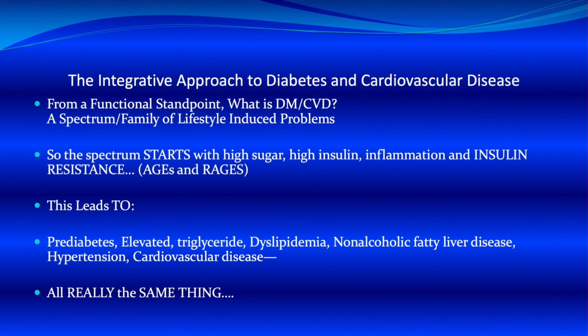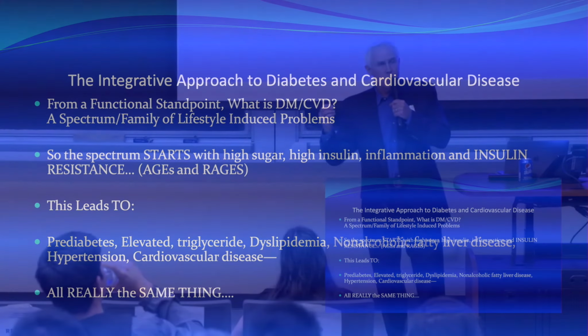So that's my demonstration a little bit there, without an actual live demonstration, because I didn't actually practice that. So it all starts with sugar, high insulin, inflammation, this insulin resistance, the AGEs and RAGEs, and this then leads to things like prediabetes, elevated triglycerides, dyslipidemias, non-alcoholic fatty liver disease, hypertension, cardiovascular disease. It's all this family, okay?